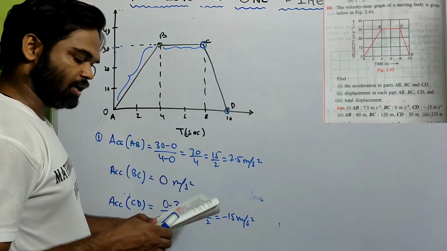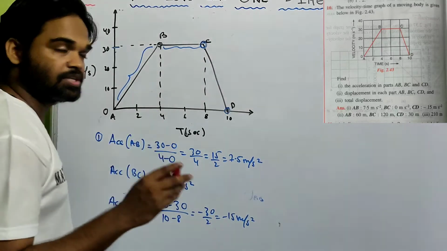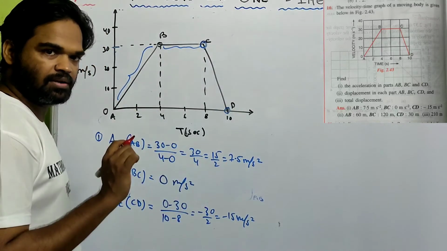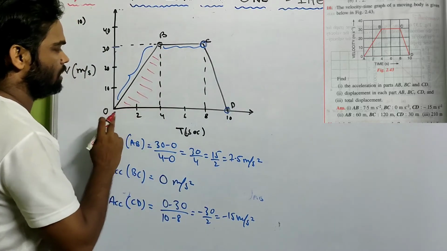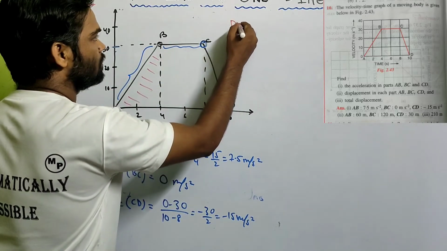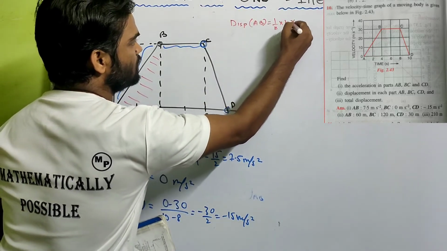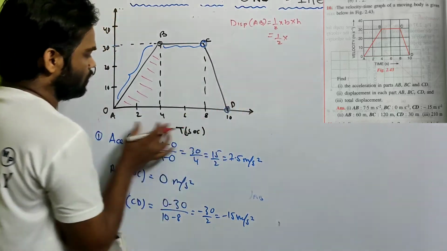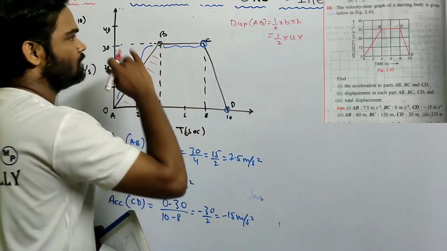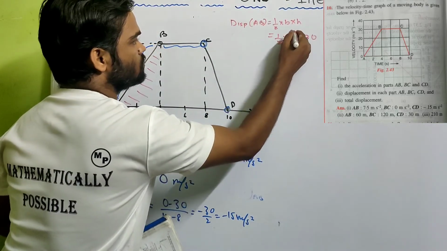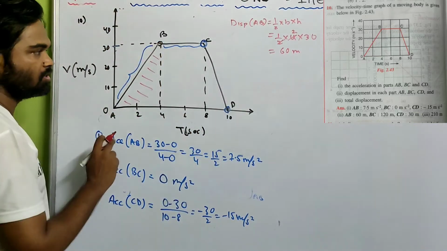Now, displacement in each part AB, BC and CD. We know how to calculate displacement. Displacement means the area. Look over here. First, part AB. Displacement in the part AB. That's half into base into height. That's half into base is 4 and height is 30. So that's 60 meter. That's the displacement. Half into base into height.